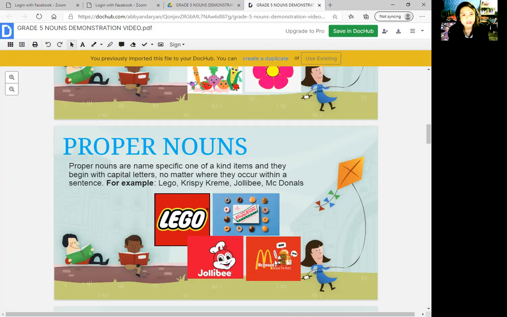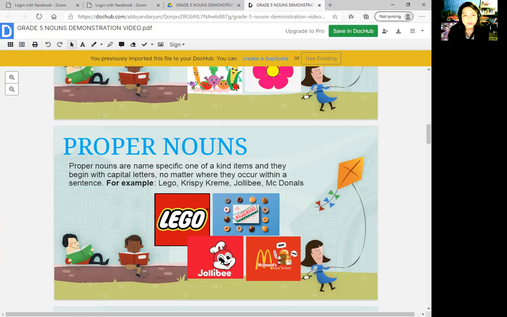And then McDonald's. These always begin with a capital letter because they refer to a specific toy, a specific donut, a specific fast food chain. As I mentioned, proper nouns tell about a specific place, person, or thing. My name, for example, Mitzi, refers to me, so it always begins with a capital letter. Again, these are proper nouns.